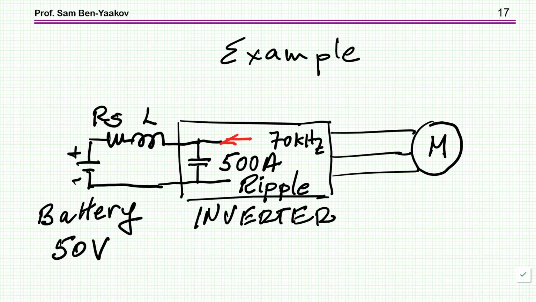So let's now take a real example and see what all this means. I'm considering a case of an inverter with 500 amp ripple current. This is a ripple current that has to pass through this capacitor. And it's at 70 kilohertz, that's the ripple current itself, the low frequency part of it, of course. And the input cables are connecting a battery of 50 volts. So this is the system we're going to consider.